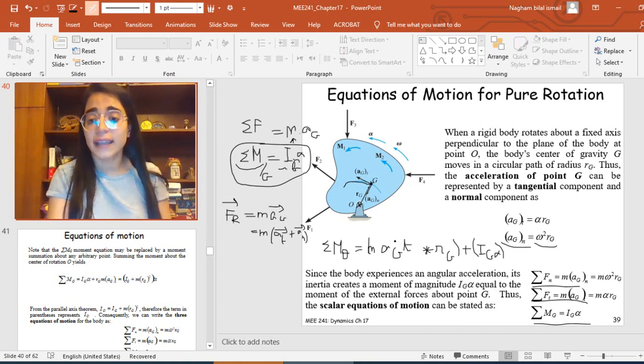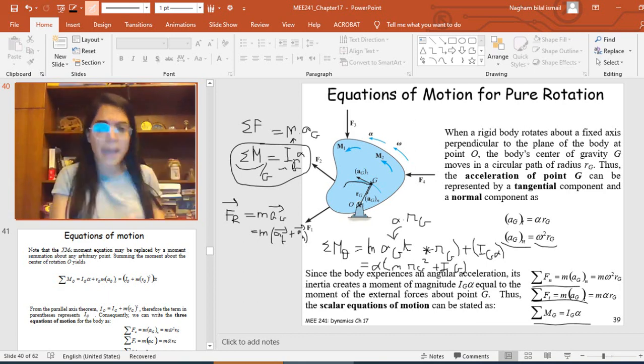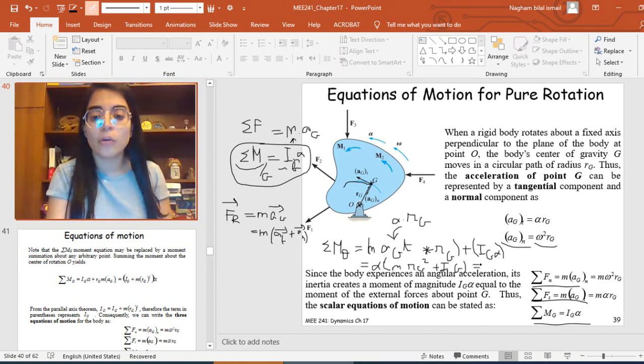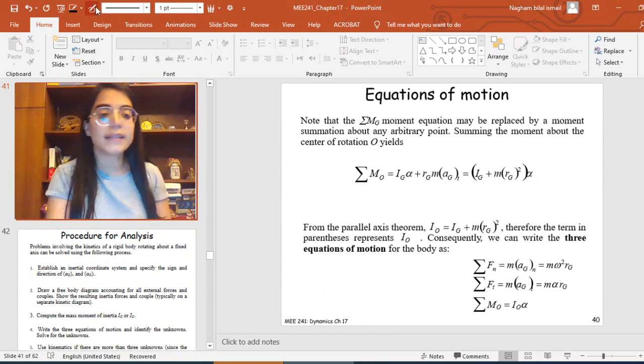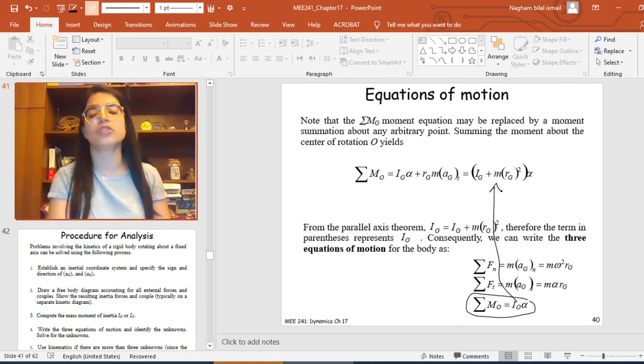Now, what is AGT? AGT is equal to alpha times RG. Now I can take alpha as the common factor, then alpha times m RG squared plus IG. And remember, guys, what is IG plus m RG squared? It is, in fact, the moment of inertia around point O using the parallel axis theorem. And from here, guys, comes this equation: the sum of moments around O is equal to IO alpha. And don't forget that IO is equal to IG plus m RG squared.